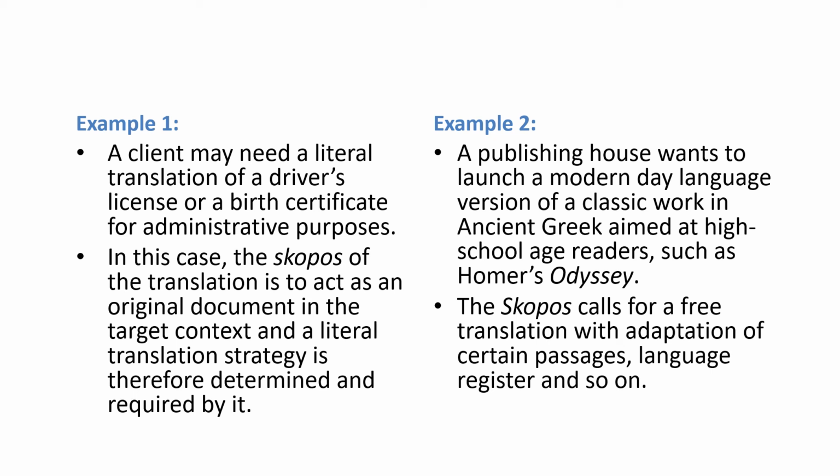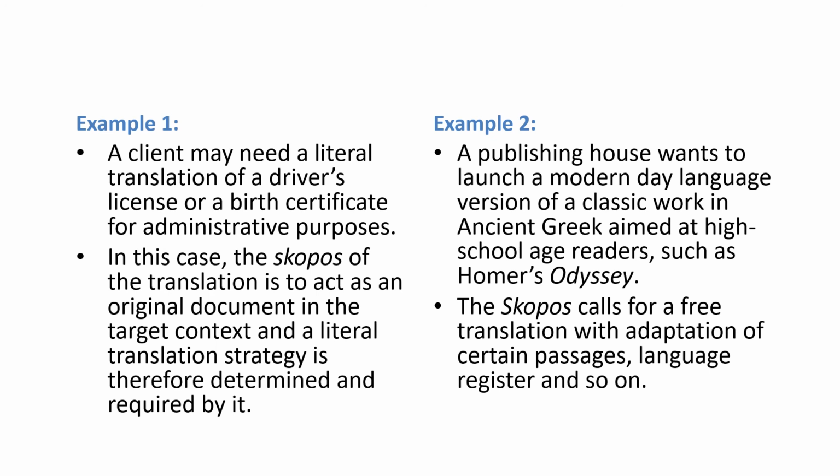A client may need a literal translation of a driver's license or a birth certificate for what? For administrative purposes. So in this case, we need those translations to act as official documents. So the skopos of the translation is to produce a target text, in this case of a birth certificate or a driver's license, that functions as an original document and is received and used as such in the target context. Therefore, we need to choose a strategy that would allow us to fulfill this skopos. It might likely be a more literal or closer text, close formally and in terms of meaning to the original documents, because we need accuracy. The documents need to be a faithful rendition or picture of the original.